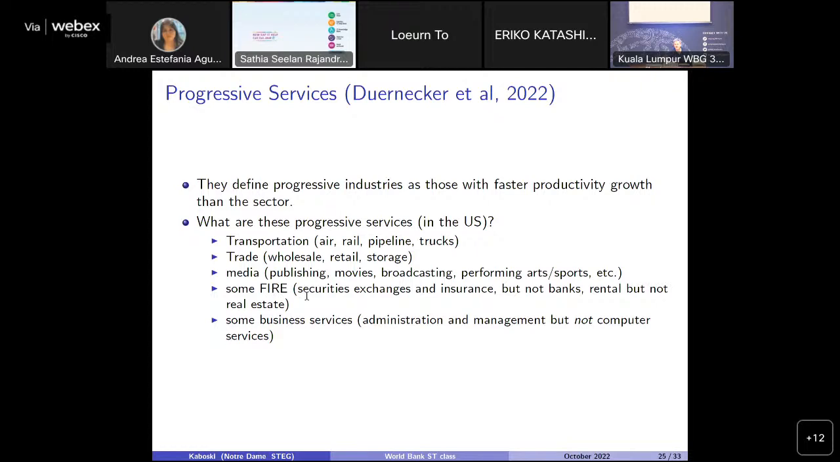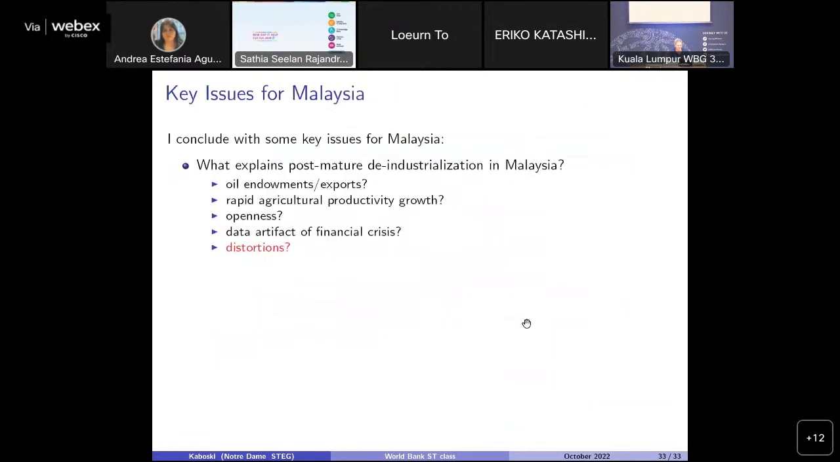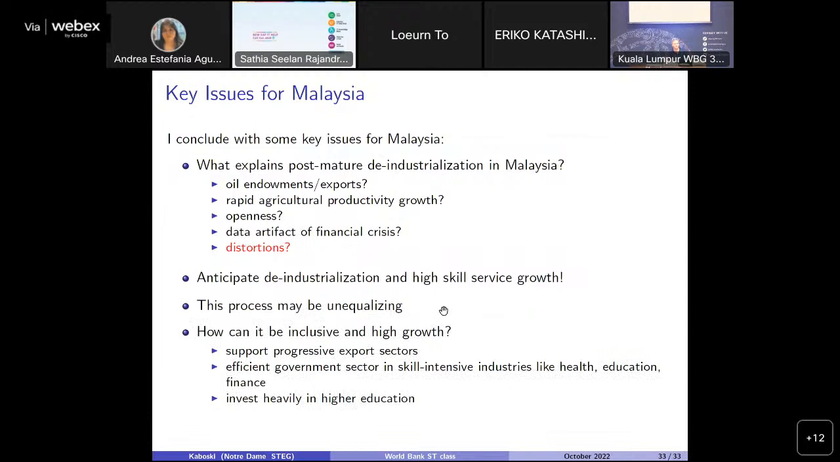Some of FIRE, finance, insurance, real estate: securities, exchange, and insurance are progressive, but banks are not. Rental industry is progressive, real estate is not. Some business services, administration and management, are progressive services according to their measures, with high productivity growth. And this one surprised me, but not computer services. Computer services is slower than the average sector. I wonder whether there's a measurement issue there. But anyway, those are the types of sectors that maybe you ought to think about supporting. Again, all these models are efficient, so it may not be efficient, and there may be room for industrial policy.